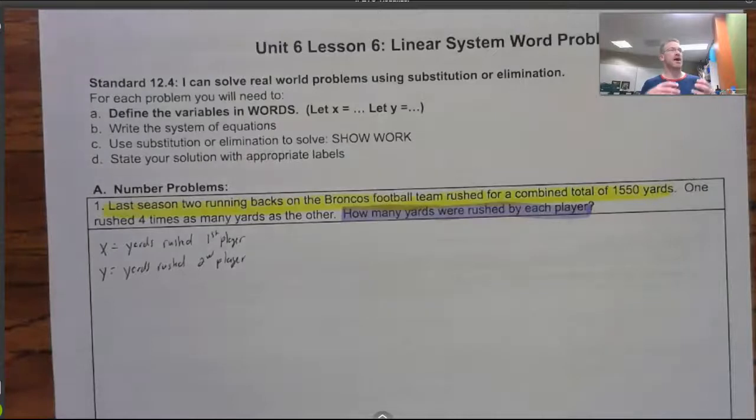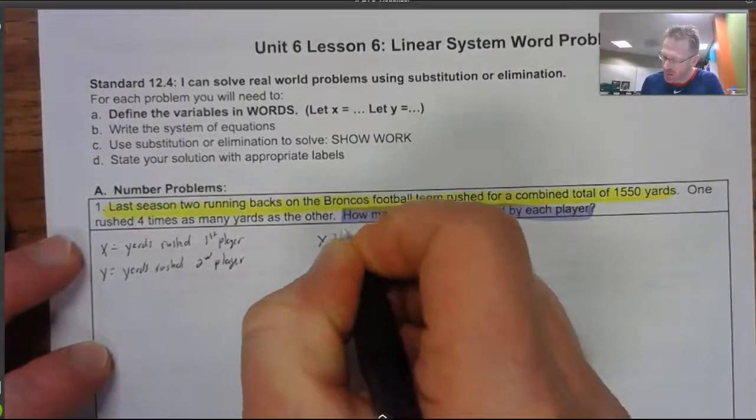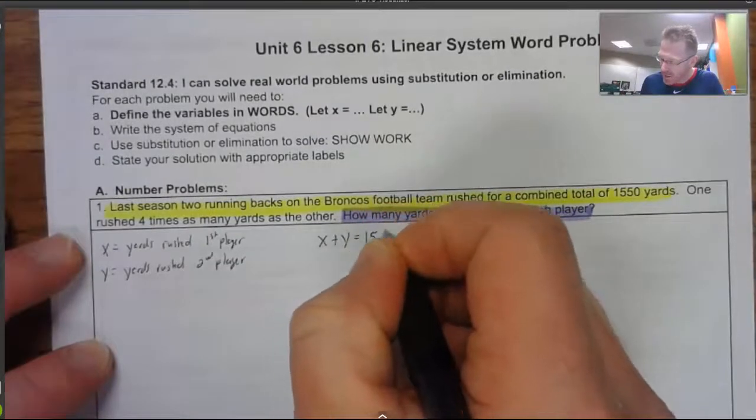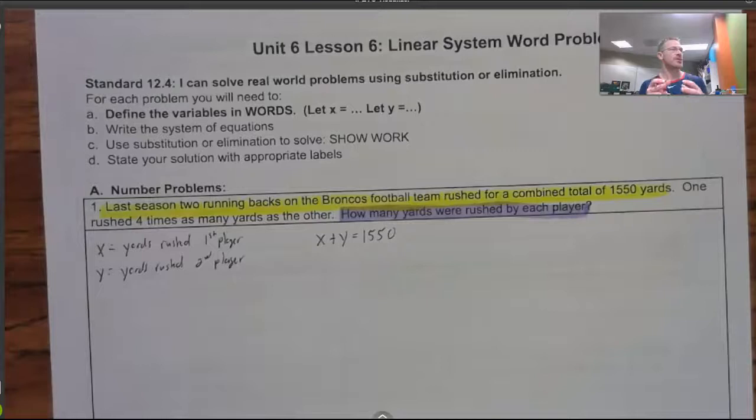So when we think about a combined total, that means we're adding, we're accumulating those things, right? So the first player's yards plus the second player's yards equals 1,550. So there's our first, x plus y equals 1,550. All right, so there's our first relationship.